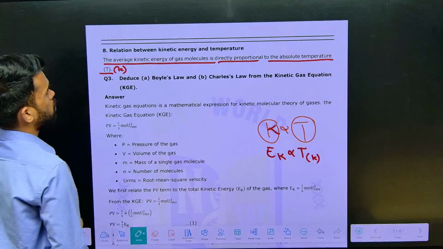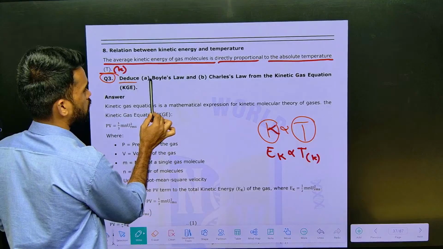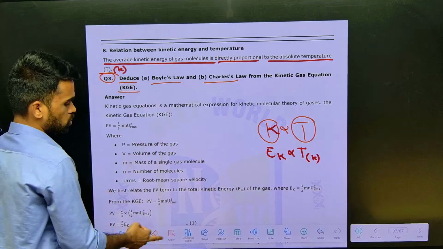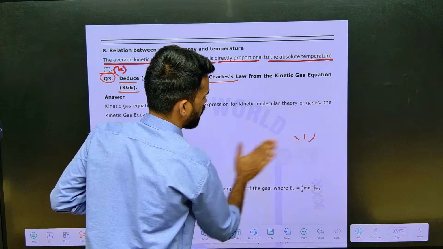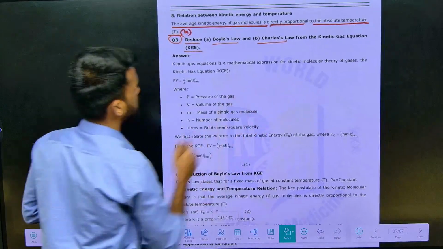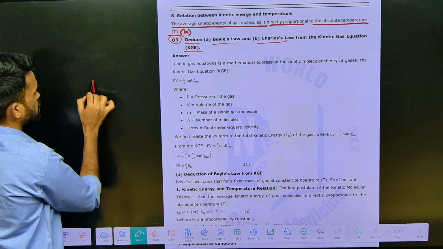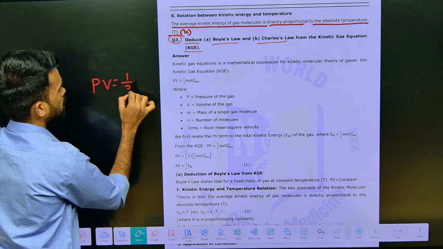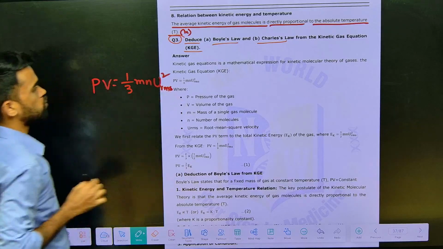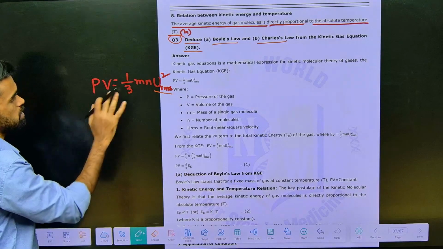Now, this is again an important question: deduce Boyle's law and Charles' law from the kinetic gas equation. It's again important and easy, just follow the steps to get the answer. What is the kinetic molecular theory of gases or gas equation? We have the kinetic theory of gas equation as PV equals 1 by 3 m n u square, that is RMS velocity, u RMS to the power 2. So this is the square of RMS velocity. This is the formula we have.